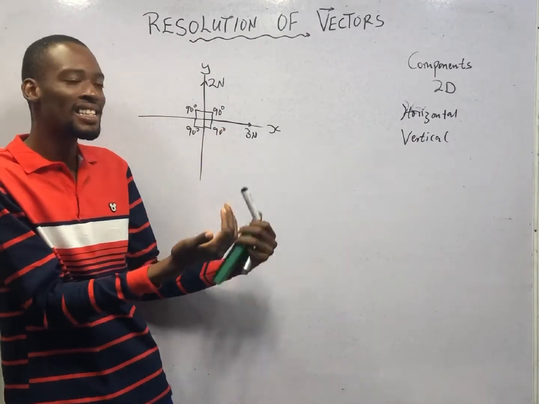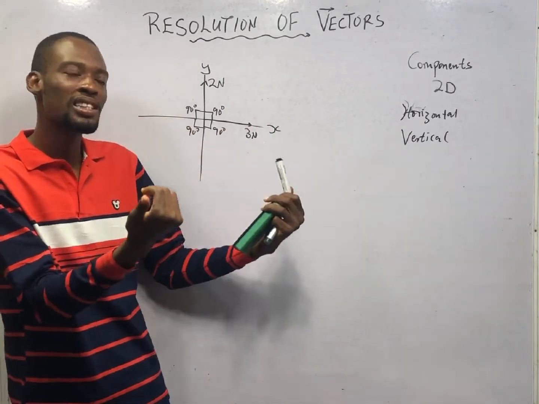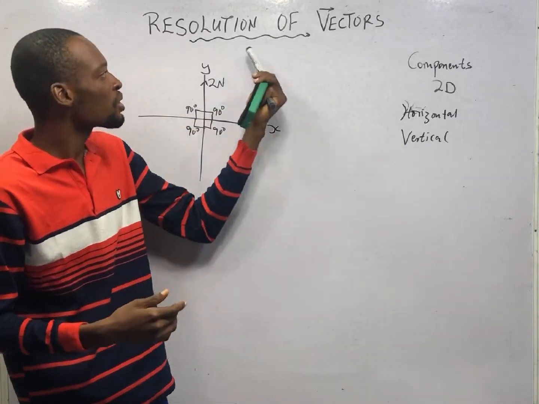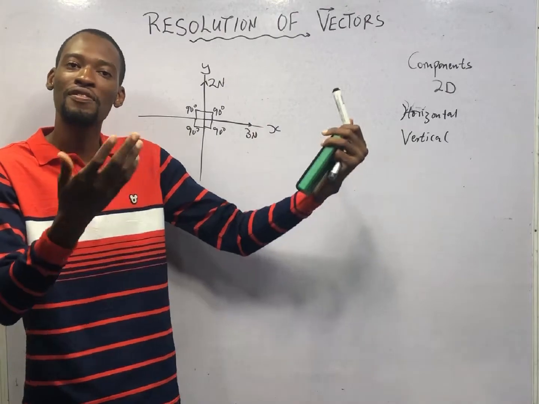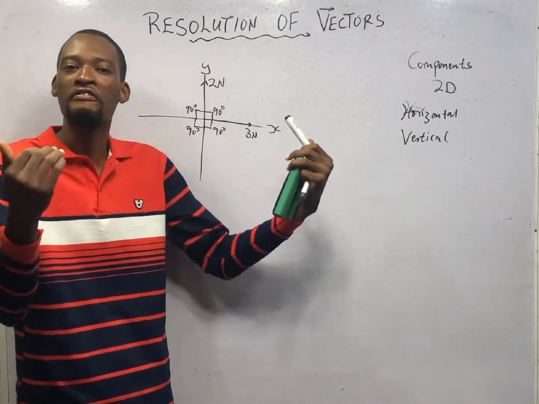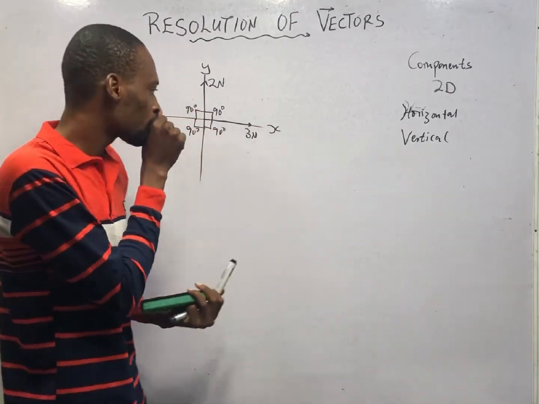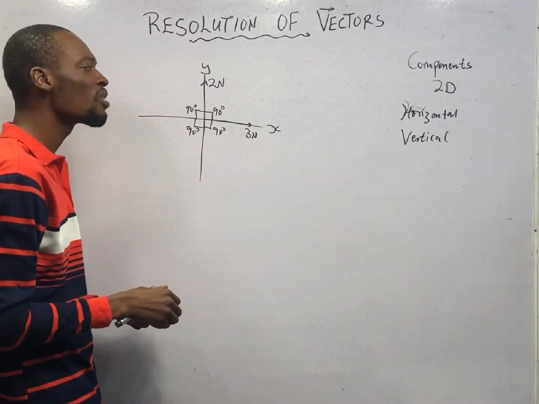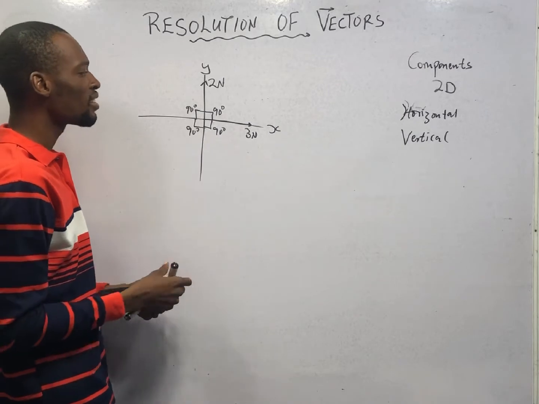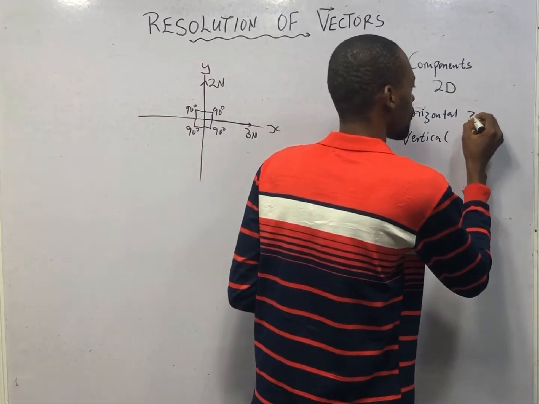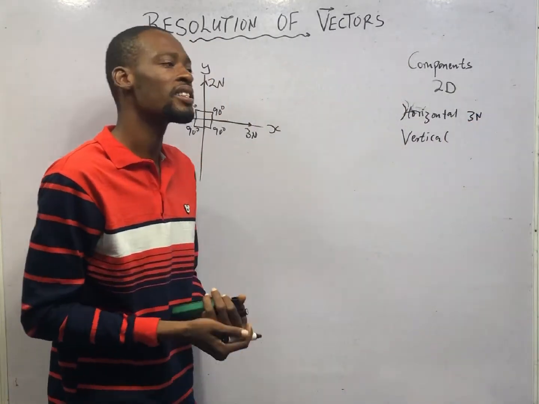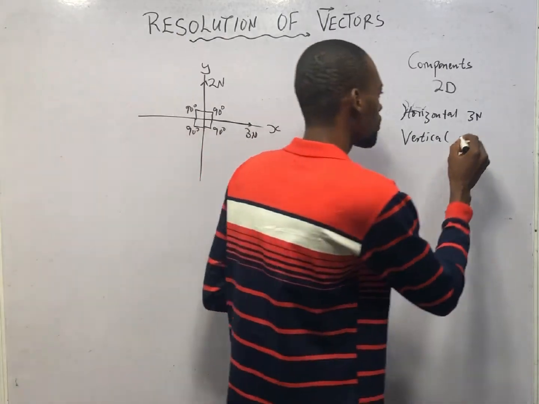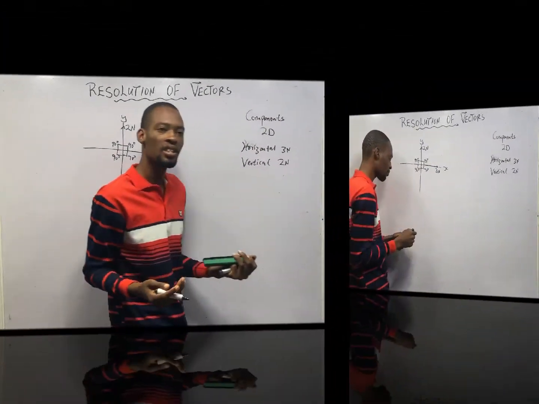So when we mention force acting, acceleration acting, velocity, these are vector quantities. They are all referred to as vectors. Resolution of forces, we are also resolving vectors because forces are vector quantities. So if I ask you in this case, what is the horizontal component? And you say 3 Newton, you are correct. And if I say, what is the vertical component? And you say 2 Newton, you are correct.